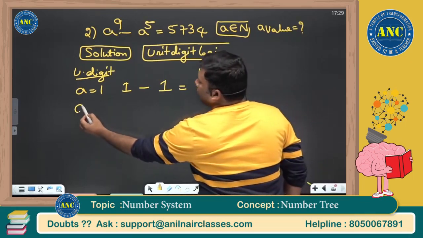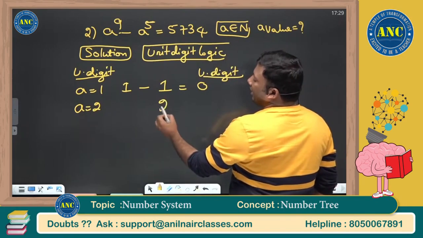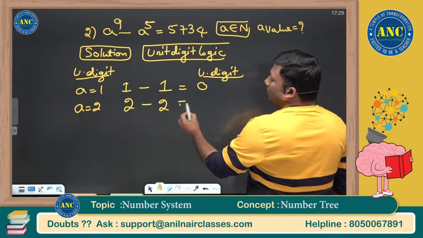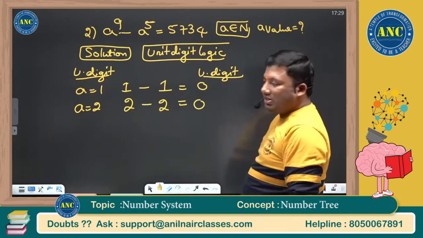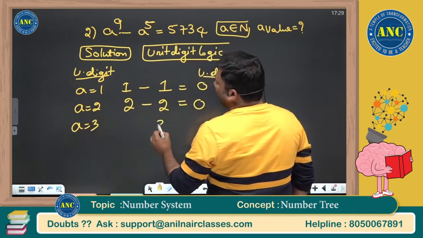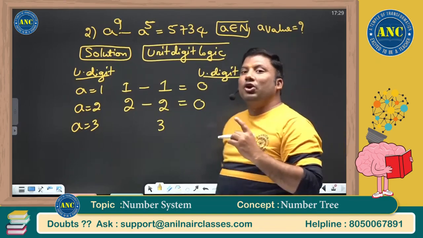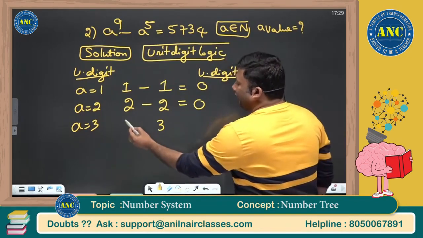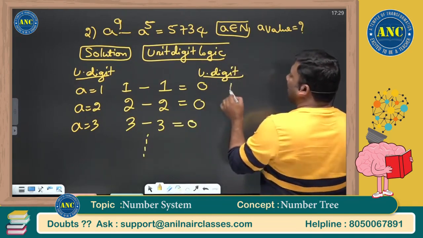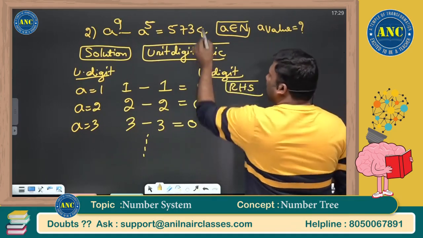If A is a number with unit digit 2, 2 power 5 is 32, 2 power 9 is 512. 2 minus 2 is again unit digit 0. If A is 3, 3 power 5 is 243. 3 power 9 is 3 cube whole cube, 7 cube, which is 343. 3 minus 3 is 0. Always the RHS unit digit will be 0.